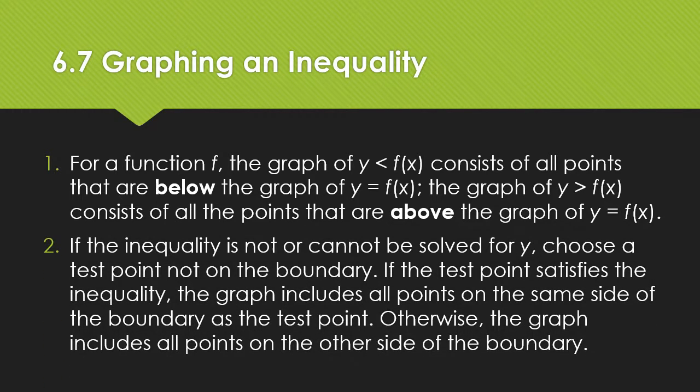We also have this point: if the inequality cannot be solved for y, then you should choose a test point not on the boundary. If it satisfies the inequality, the graph includes all the points on the same side as the test point. Otherwise, it's all the points on the other side. So this is just summarizing the two methods for determining which side should be shaded.